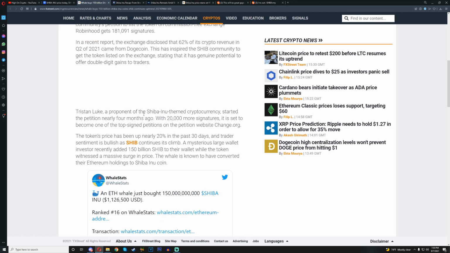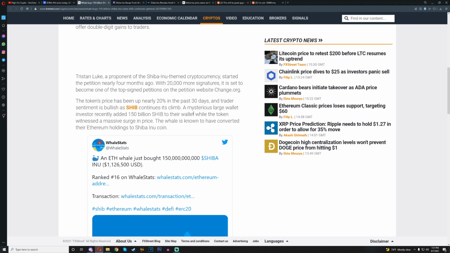Tristan Luke, proponent of the Shiba Inu themed cryptocurrency, started the petition nearly 4 months ago. With 20,000 more signatures, it is set to become one of the top signed petitions on the petition website change.org. The token's price has been up nearly 20% in the past 30 days, and the trader sentiment is bullish as SHIB continues its climb. A mysterious large wallet investor recently added 150 billion SHIB to their wallet while the token witnessed a massive surge in price.